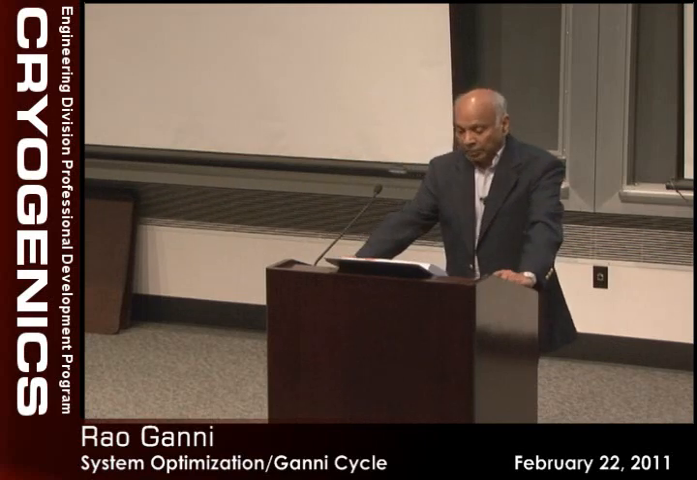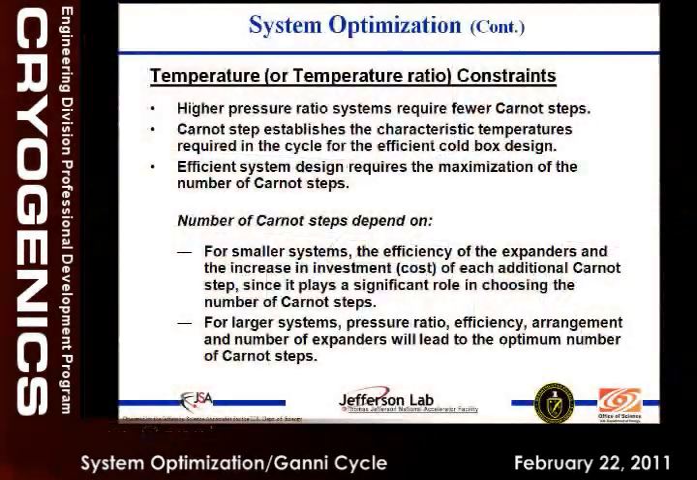Then the next one is the temperature ratio. The higher the pressure ratio, the higher the temperature ratio across the expanders. And also the number of Carnot steps: the more Carnot steps you use to cover from 300K to 4K, the lower the mass flow you need. So you want to keep this temperature ratio constraint in the picture in optimization, maximizing your Carnot steps. Like ESR was originally designed as a refrigerator.